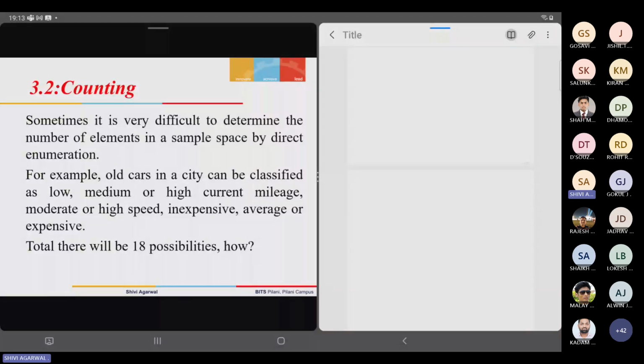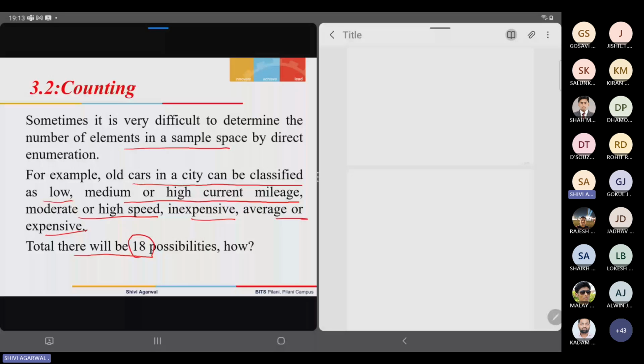By direct enumeration, it's very difficult to find the number of elements in the sample space. So, just for example, it is given that old cars in a city can be classified as low, medium, or high current mileage, moderate or high speed, inexpensive, average, or expensive. In total there will be 18 possibilities.